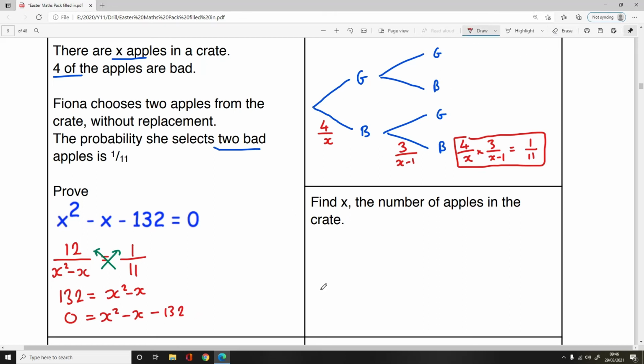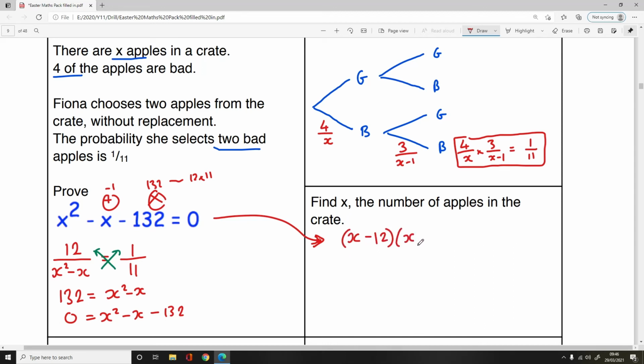Now it then says you need to find x, so there's a little bit of exam technique here. Even if you didn't know how to do the first bit, you can still do this second bit, because the second bit is saying, here's a quadratic, solve the quadratic, find what x is. Now if I wanted to solve this, we could use quadratic formula, we could factorize it, and we're looking for numbers that times to minus 132 and add to minus 1. It's a little bit fiddly, but if you know your times tables, you know that's 12 times 11, so we can go with a minus 12 and a plus 11.